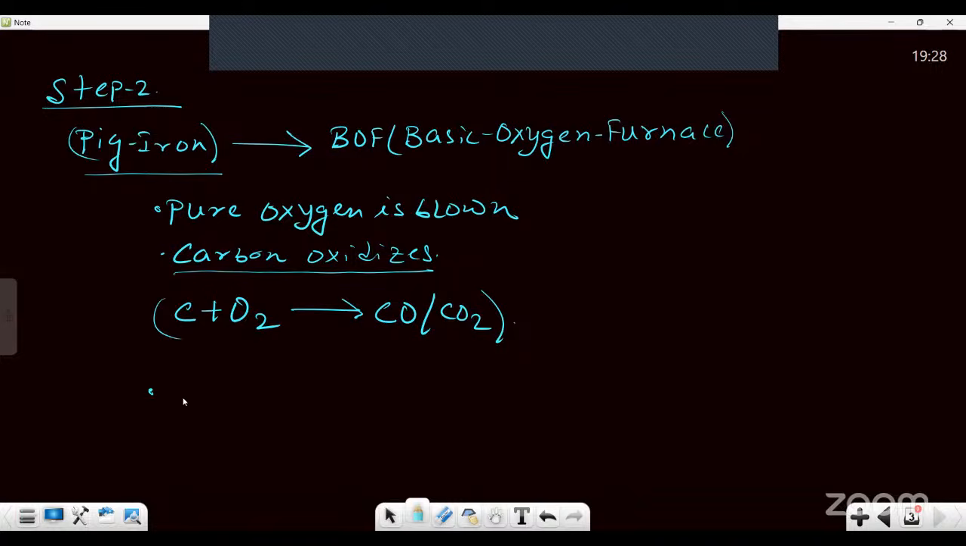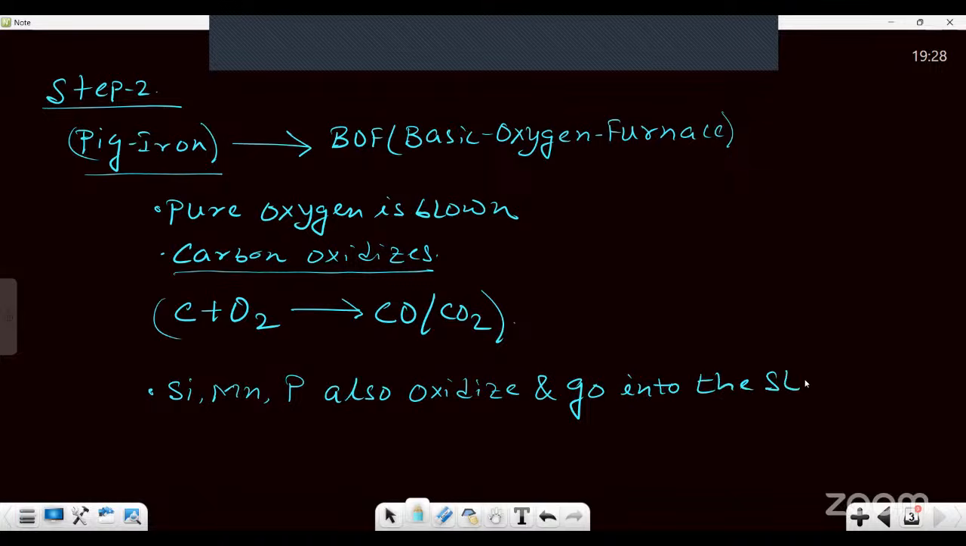And apart from carbon, other elements are also getting oxidized, like silicon, manganese, we'll see all this, and phosphorus. They also oxidize and go into the slag. So that part is always there. So this is the basic oxygen steel making.